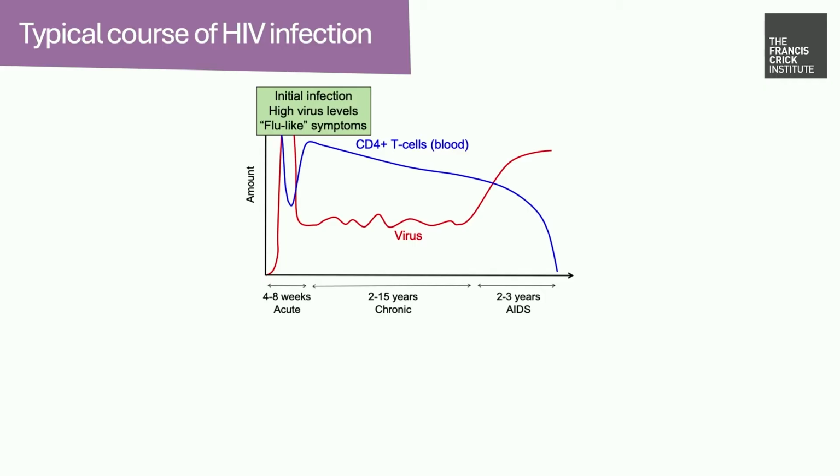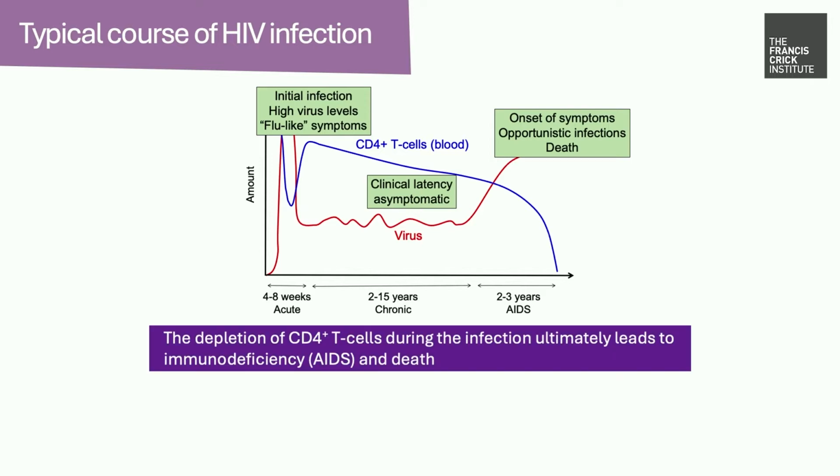But then you have this long chronic phase of the disease where there are no symptoms, and most people then don't realize that they're infected with HIV. But during this time, your CD4 T cells, these white blood cell levels, are decreasing. Eventually, they reach such low levels that you start to succumb to opportunistic infections, and your immune system is so weakened that you can't mount a defense against these agents. So really, it's this depletion of the CD4 T cells that leads to immunodeficiency and ultimately death.